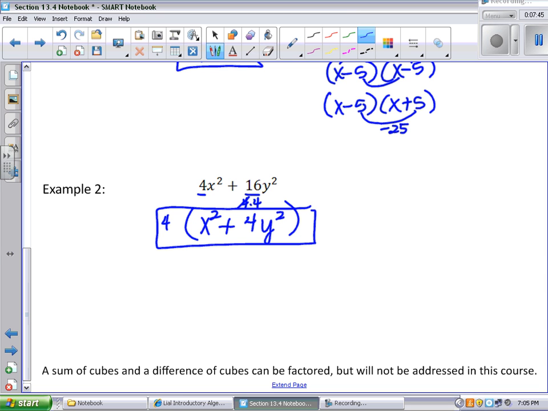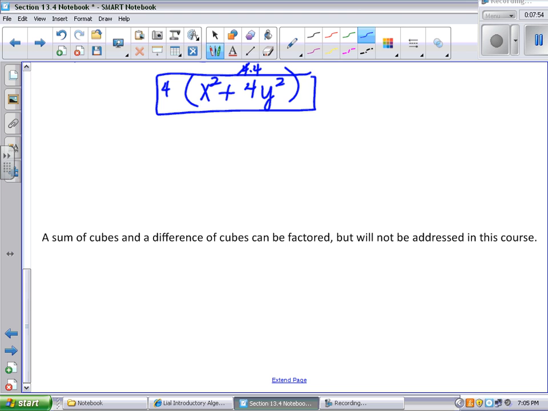Now I do want to make a note that a sum of cubes and a difference of cubes can be factored, but we will not address those in this course. So x cubed plus y cubed can be factored, and x cubed minus y cubed can also be factored. When we're talking about those odd powers, both the sum and the difference can be factored.